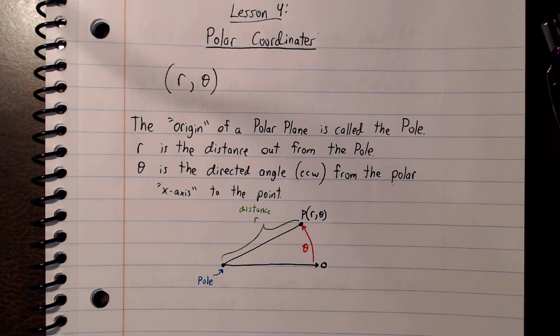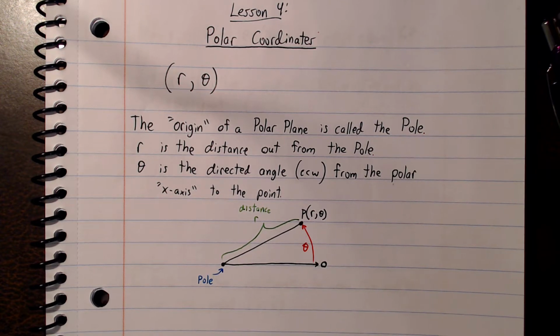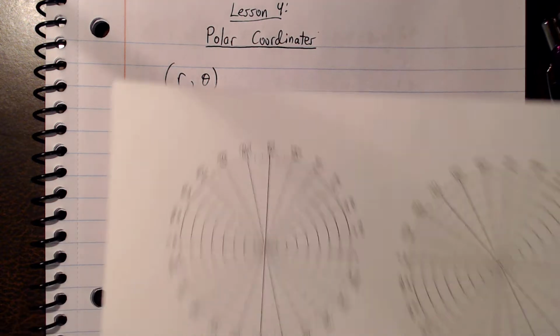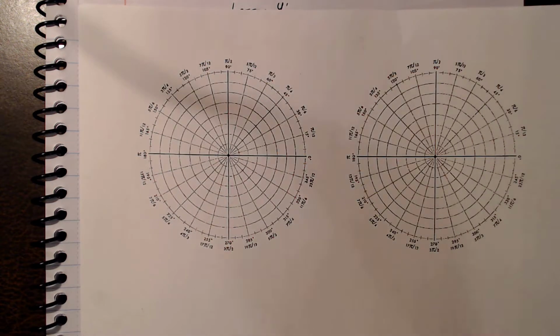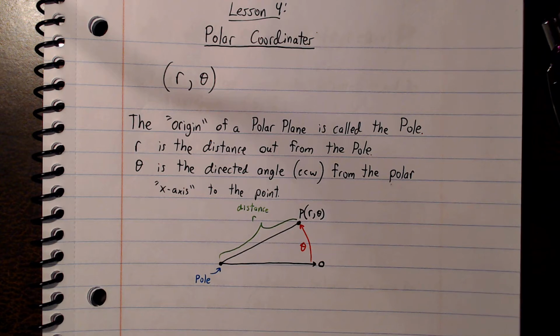Welcome everybody. We're on lesson number 4. Now we're talking about polar coordinates. You might want to get a polar coordinate plane ready to go. Also, a unit circle would be handy for this lesson as well. You can get these from the website under the documents. So print out a couple of these or grab them from class. We're going to need those.